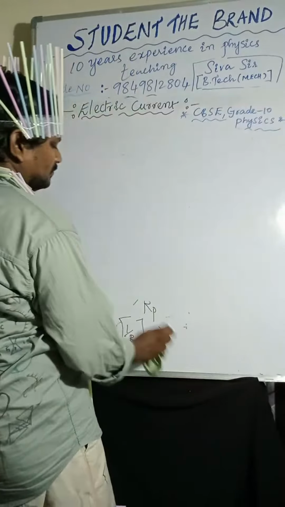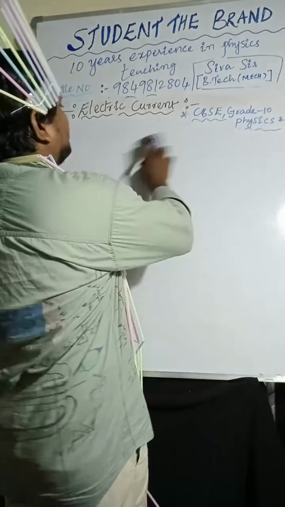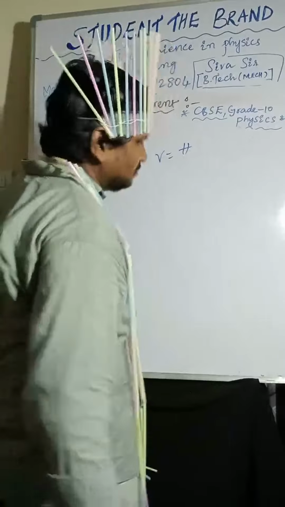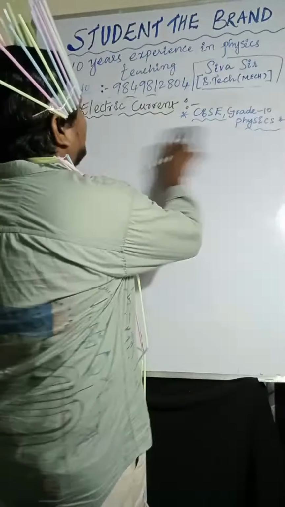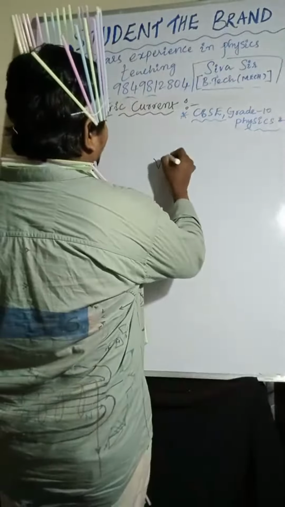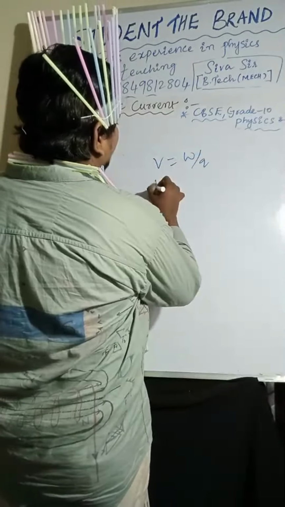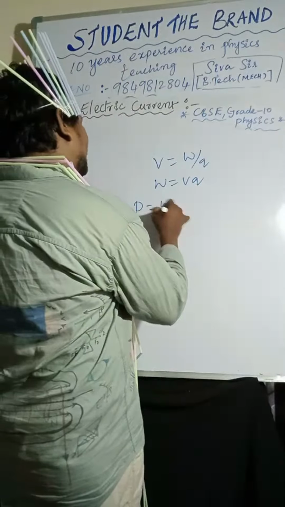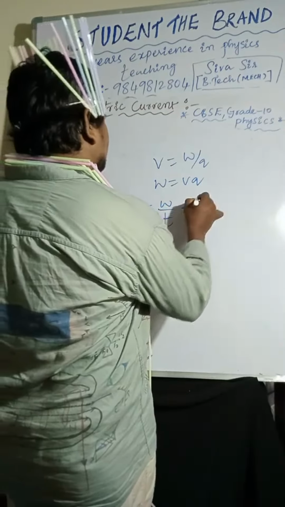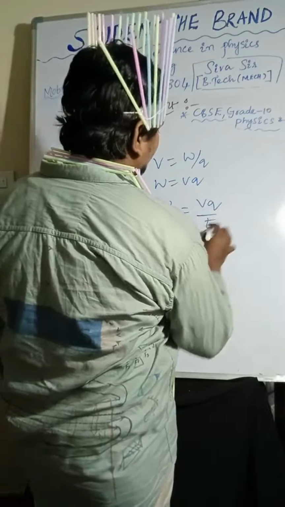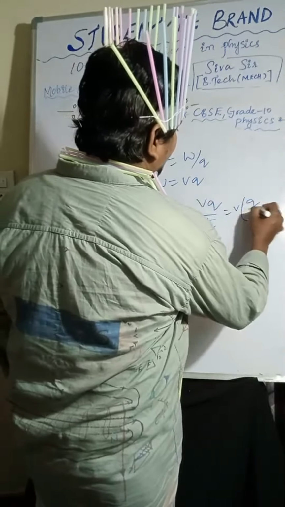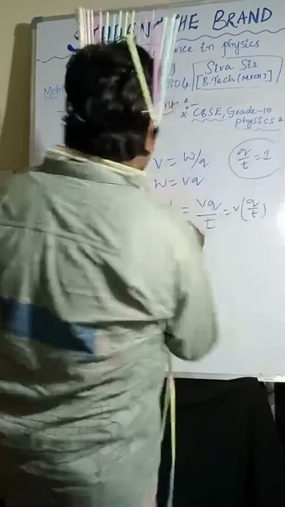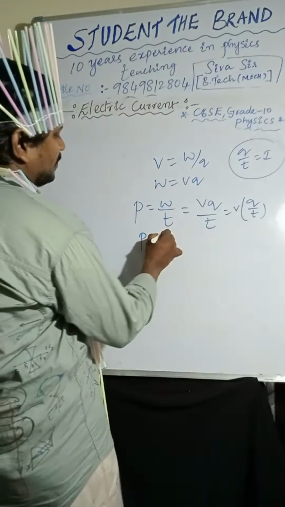H. So we are taking V equal to W by Q. W equals V into Q. So P equals W by T, which is VQ by T. That is nothing but V into Q by T, and Q by T is the current I. So now we can take P equals VI.